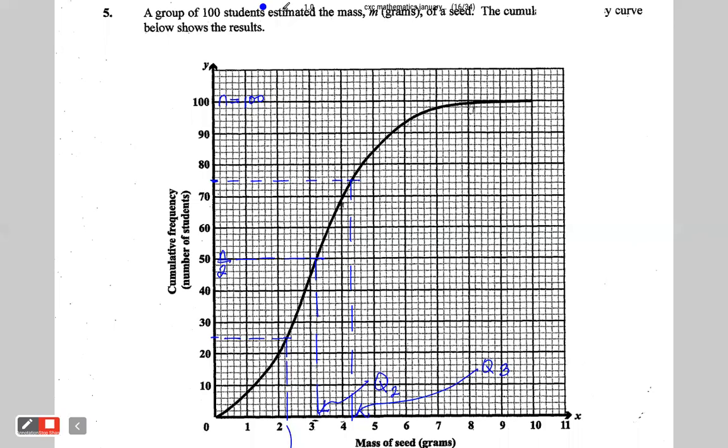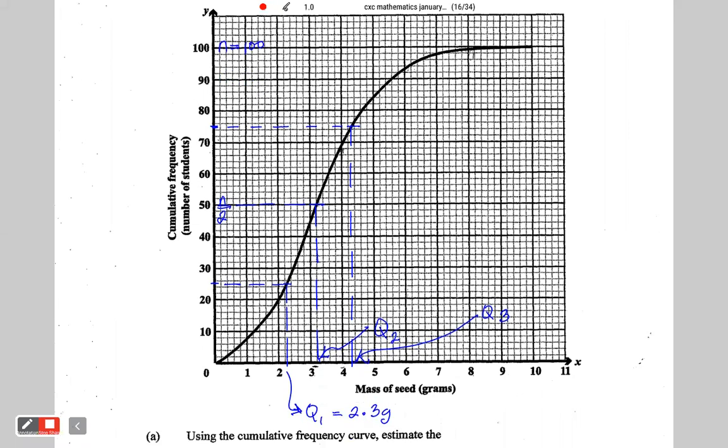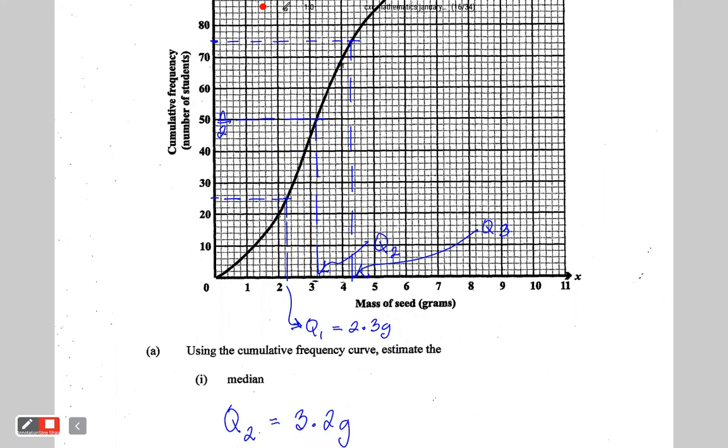As I was saying, the first thing we need to do is to find out which student had an estimate of 2.8 grams. That's not difficult to do. At the bottom here, where you have mass, you need to find 2.8. So this is 2.2, 4, 6, 8. 2.8 is here. You're going to go up at 2.8.